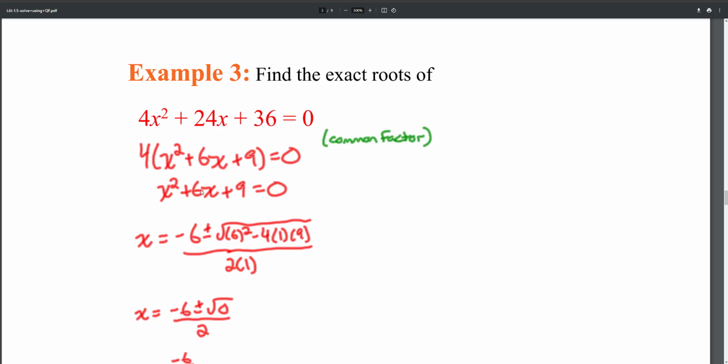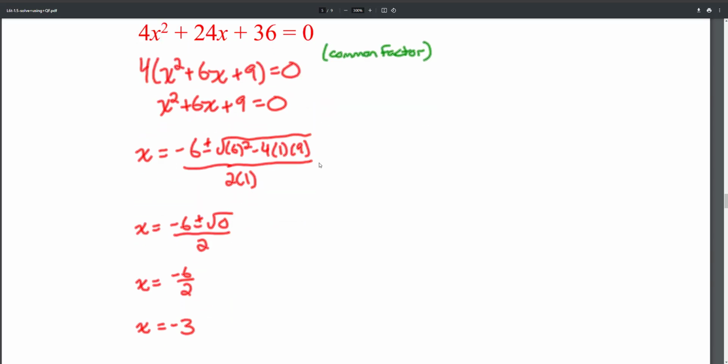Because now we're working with smaller numbers. There's no need to work with really large numbers if I can reduce and simplify. But if you say you didn't see the common factor and you just plugged in 4, 24, and 36, you would get the exact same answer. So don't think that, oh, wait, I didn't find it. No, it doesn't matter. You still will get the same answer, except usually it's easier to work with smaller numbers, so I would recommend students doing this.